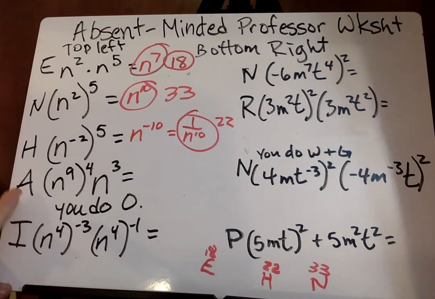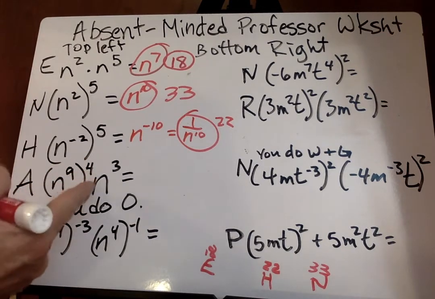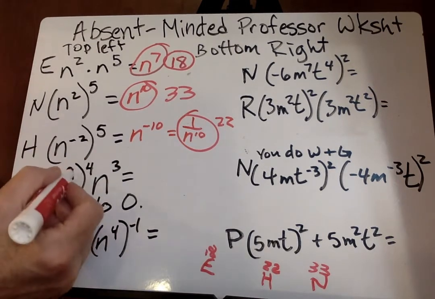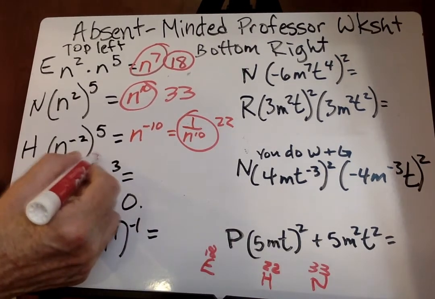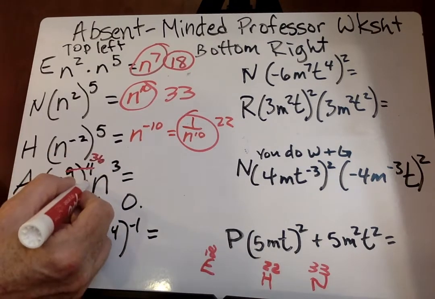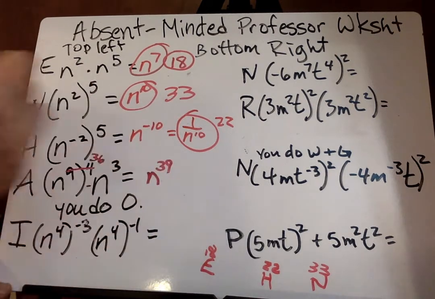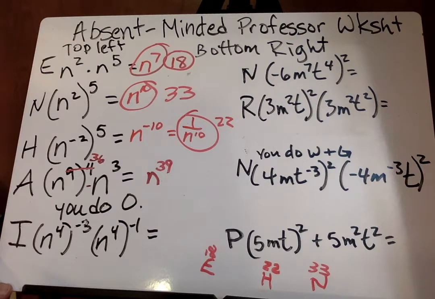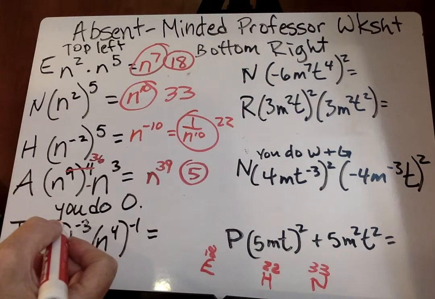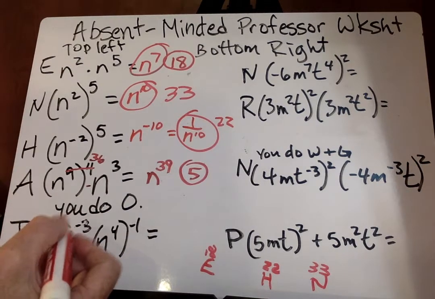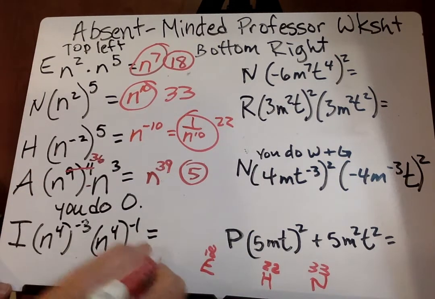Next, we look at A. N to the fourth raised to the ninth, raised to the fourth power, times n to the third. So first, it's a power raised to a power, so we multiply. 9 times 4, I'm going to cross that out and put 36. Now we have n to the 36 times n to the third. So that'll be n to the 39th. Okay. So then we find that over on the right-hand side. That's number 5. So then we say that's going to be an A. So 5 over here, we put A.